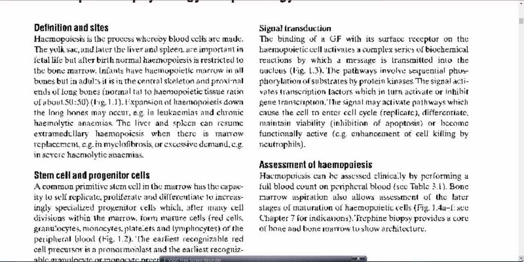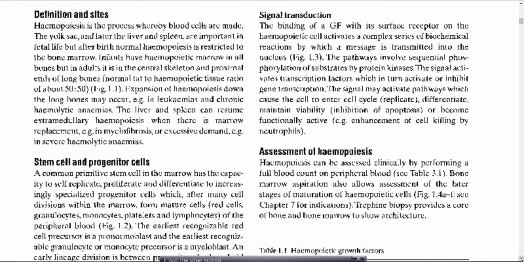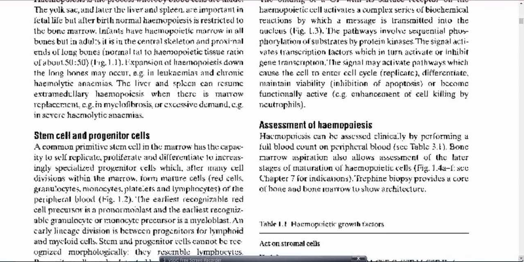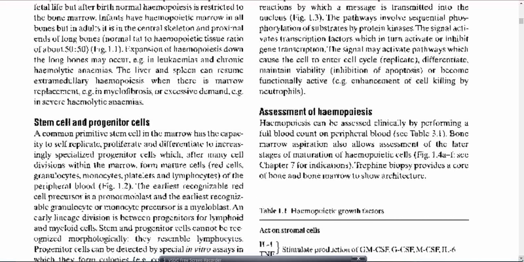Now let's talk about stem cells and the progenitor cells. The common primitive stem cells in the marrow have the capacity to self-replicate, proliferate, and differentiate into increasingly specialized progenitor cells, which after many cell divisions within the marrow form mature cells, which we call the red cells, granulocytes, monocytes, platelets, and lymphocytes of the peripheral blood. The earliest recognizable red cell precursor is the pronormoblast, and the earliest recognizable granulocyte or monocyte precursor is the myeloblast.